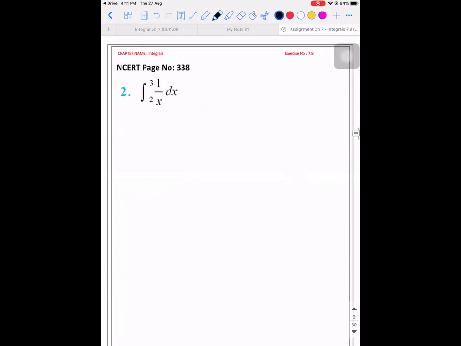So now look at this. The answer for integral of 1 by x is log mod x, between 2 to 3. So it is log 3 minus log 2, which is log 3 by 2. Okay, log 3 by 2 is the answer. Don't put a plus c, okay? By default, your hand might go, but don't make that mistake. Just log 3 by 2.